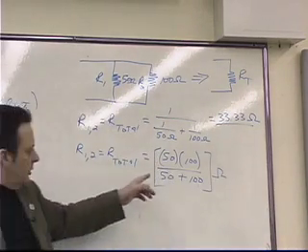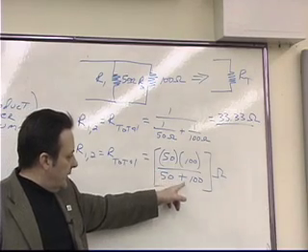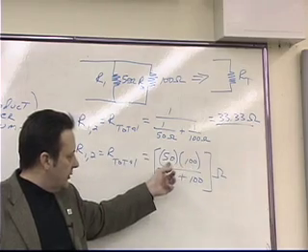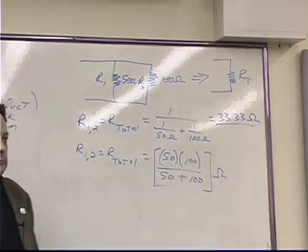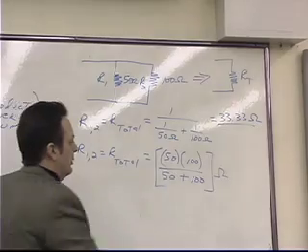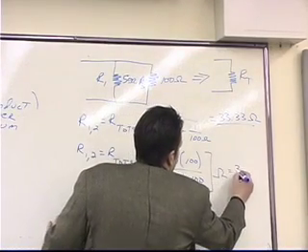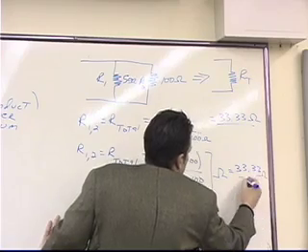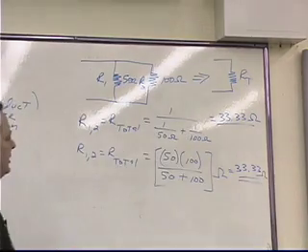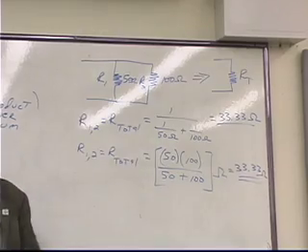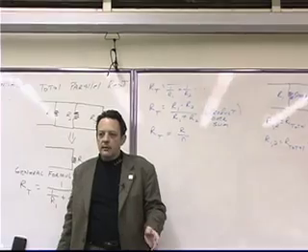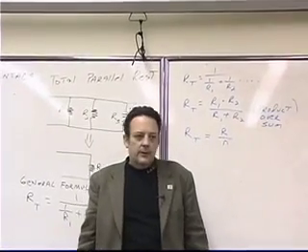So what do you get when you go 50 plus 100, invert that, multiply by 100, multiply by 50 equals 33.33. 33.33 ohms. So you can see that either one of the two approaches gives you exactly the same answer. And the reason is because they're mathematically the same. Okay?